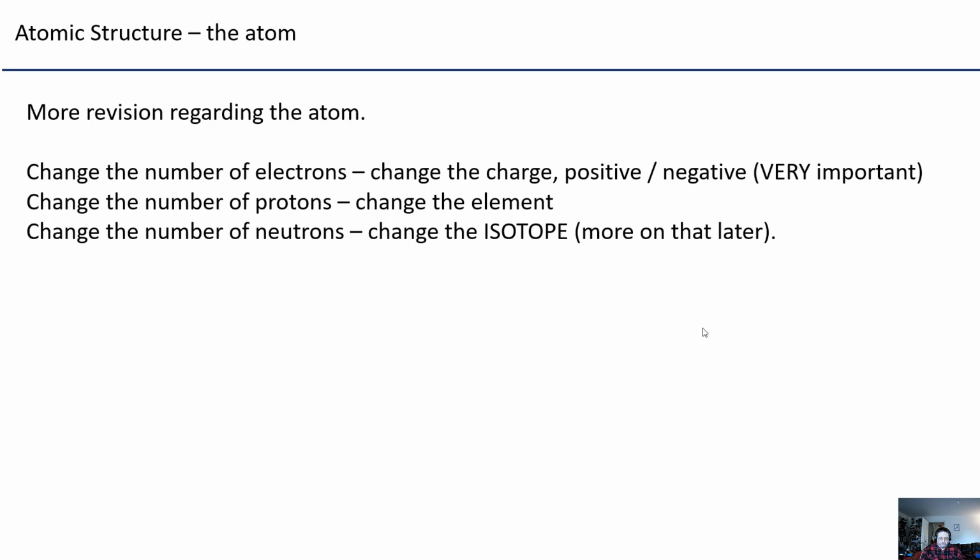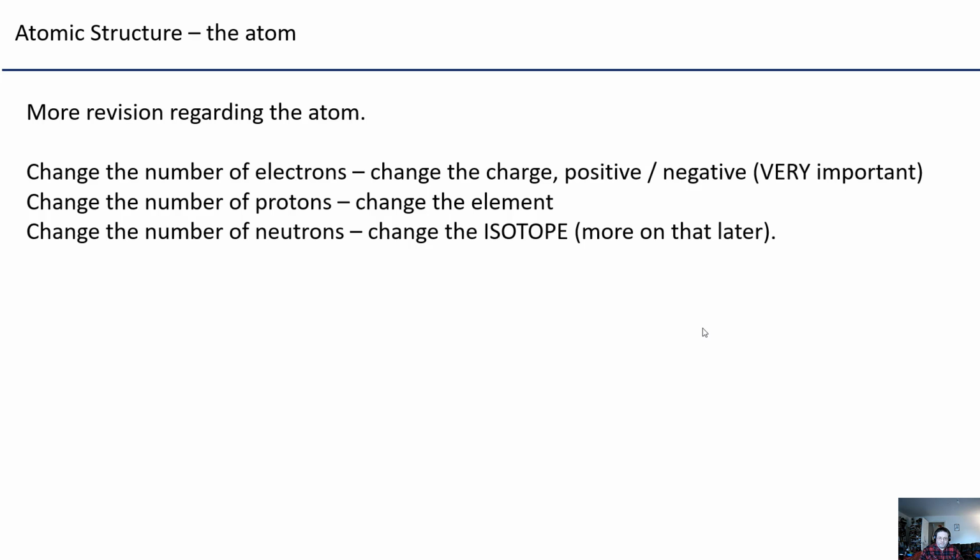So if you start off with a single proton at the center, you've got hydrogen. If you go to 2, you've then got helium. If you go to 3, you've got lithium, and so on. So by changing the number of protons, you obviously change the type of element.